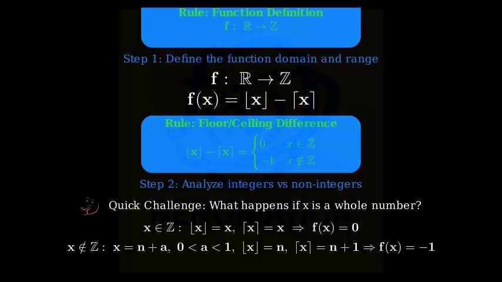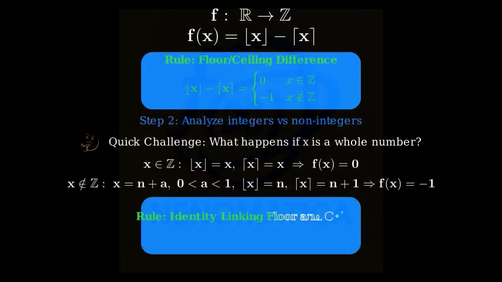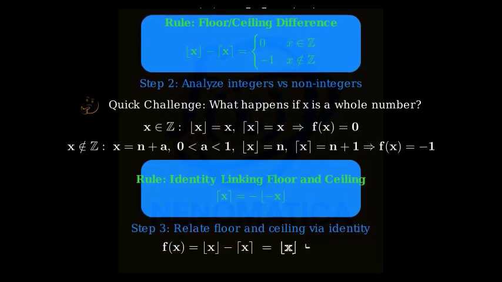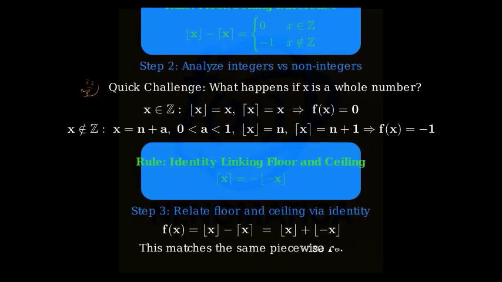Step 3. Use a key identity to connect floor and ceiling. The identity is ceiling of x equals negative floor of negative x. Substituting into f of x equals floor of x minus ceiling of x gives f of x equals floor of x plus floor of negative x. This alternate form still leads to the same piecewise behavior, 0 at integers and -1 otherwise.